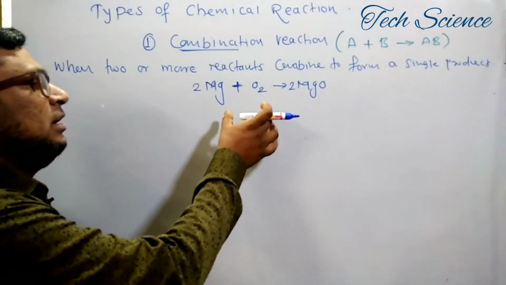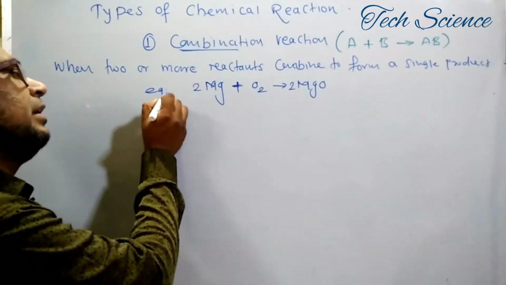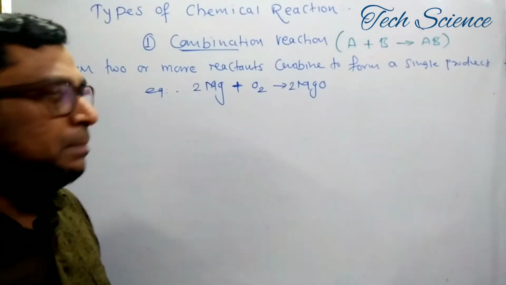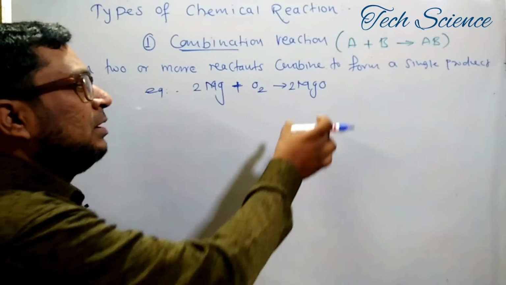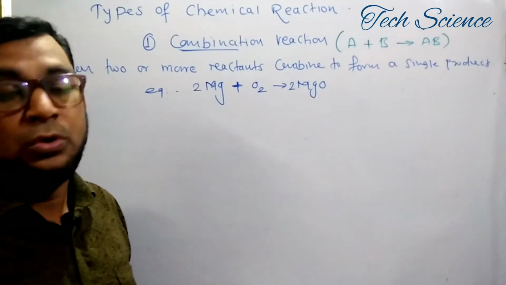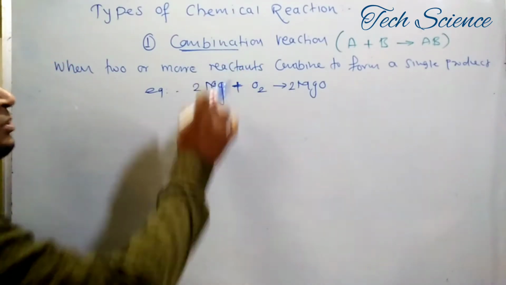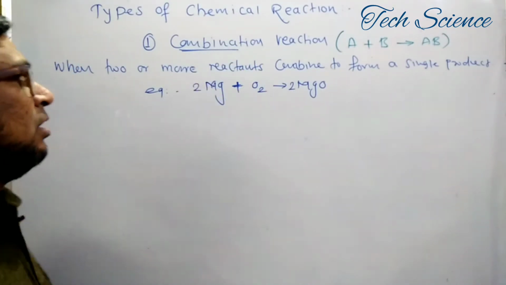For clarity, I am taking only one reaction as an example. When magnesium burns in air, magnesium oxide is formed. C plus O2 gives CO2 and so on. You can take a number of reactions. So this is the first, called combination reaction.